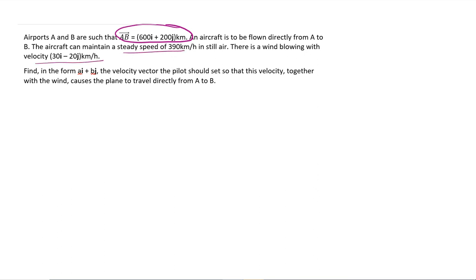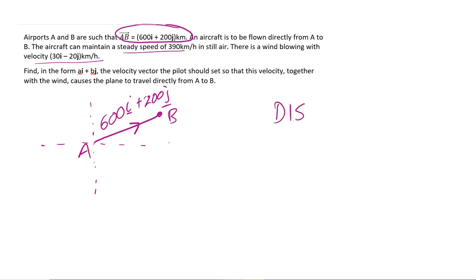The first thing we want to do is put our displacement vector on a diagram. We don't want to mix displacement and velocity together. So 600i plus 200j just gives us a rough idea of the direction and what it looks like. Now we are in kilometers, which means we are strictly looking at displacement, so that will be on a diagram by itself. Okay, so we know we want to go in that direction.